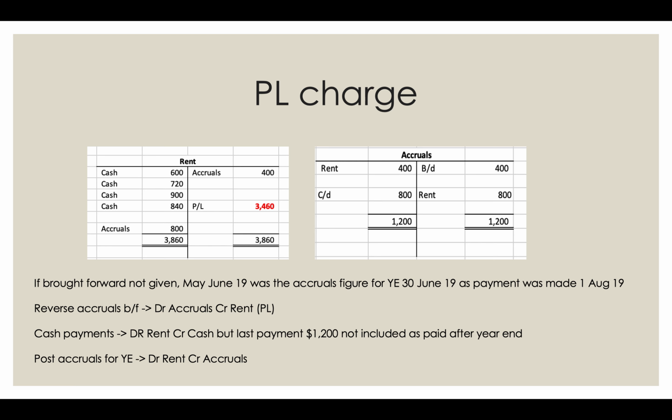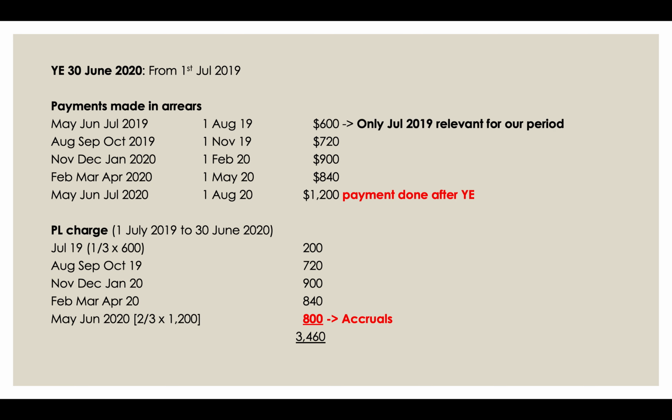The next step is to reverse the accruals brought forward, and this is done by debiting your accruals by 400 and crediting your rent account by 400. The next step is to record any cash payments right here. It is to be noted that the last payment of 1200 was not included because it was paid after the year end on the 1st of August, and our year end is the 30th of June.